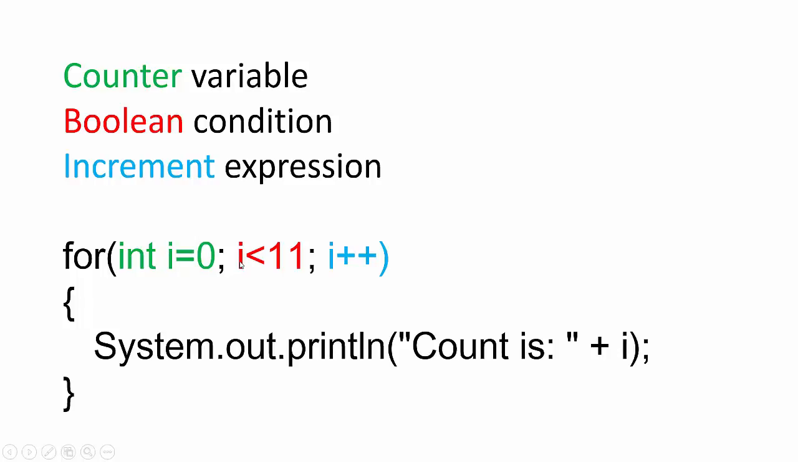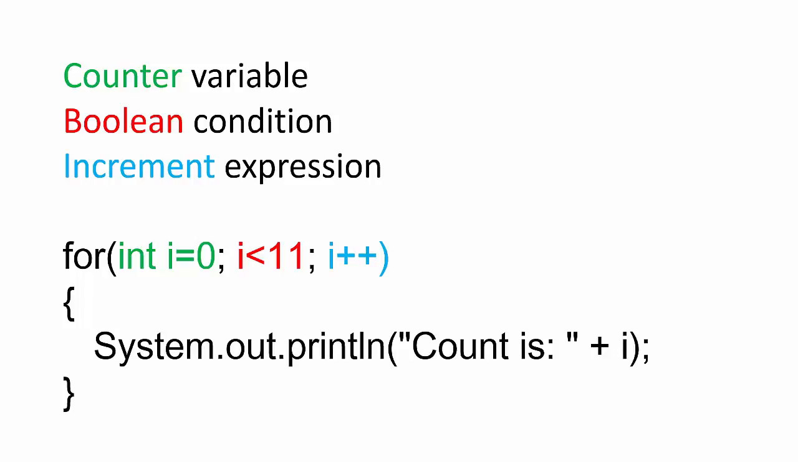Before going into the loop then, we compare I with a certain value. In this case, I've used the value 11. You can use whatever value is appropriate. And then we have our incrementer, which doesn't happen. Nothing gets incremented just yet.